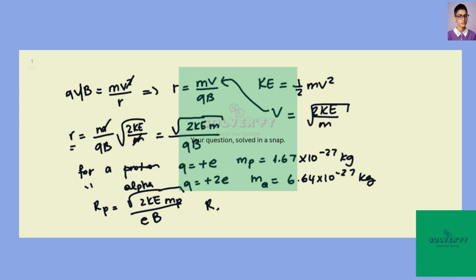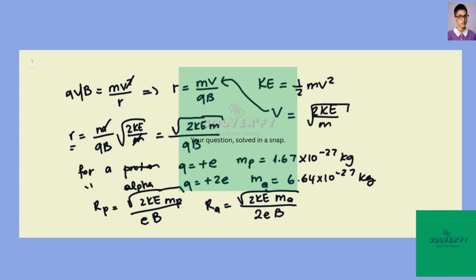Okay, now let's calculate the orbital radius for an alpha particle. Then it would be the square root of 2 times the kinetic energy, that being the same kinetic energy given to us in the problem, times the mass of the alpha particle, divided by twice the charge of a proton times the same magnetic field. Again, this information is given to us in the problem. The magnetic field is constant and the same for both.